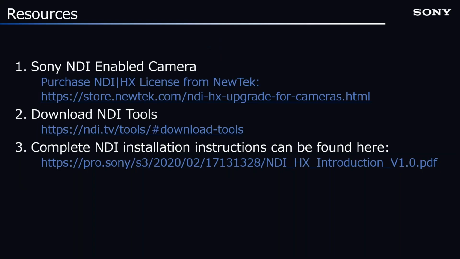So here are some resources before we begin and how we created this whole scenario. The first one is that you do need a Sony NDI enabled camera. To do this, you have to purchase the NDI license from the NewTek website, and we have the link here, and John Garmendi will also provide the link in the chat. You also have to download NDI tools directly from the NewTek website as well. This is a completely free download and gives you tons of applications that are really, really handy, and we will be going over 2 of them today.